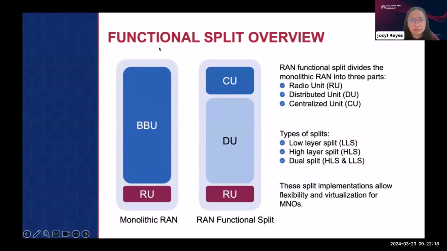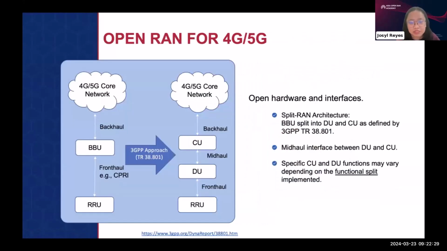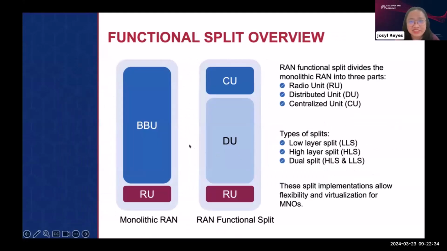Okay, so what happened is that originally we have a monolithic RAN, the RU and BBU. The BBU may be split now because it was defined in the 3GPP standard, 3GPP technical report 38.801. Yeah, but I will not go into detail on that. But the main idea of that is to separate the centralized unit and the distributed unit, and the introduction of the midhaul interface here. So the originally monolithic RAN is now composed of three different components.